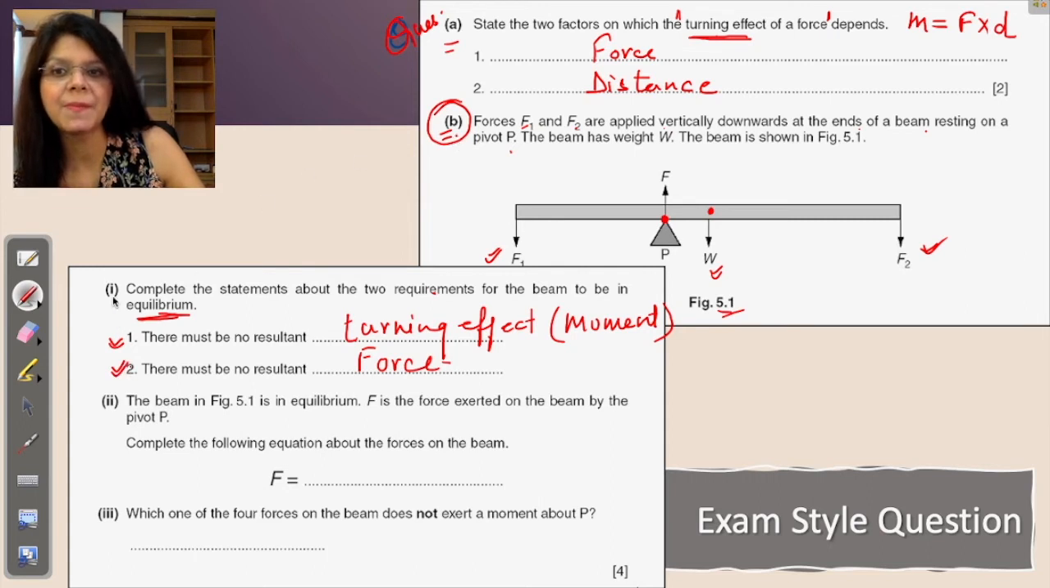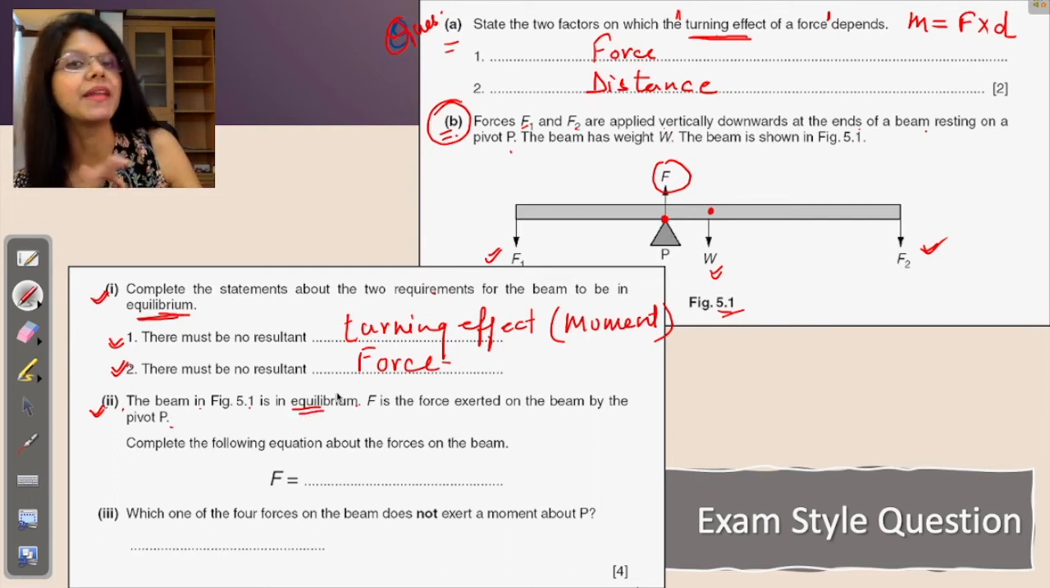Part B, I part is done. Now let us come to second part, II. The beam in the figure is in equilibrium. F is the force exerted on the beam by the pivot. So this is the force that they are talking about. It is the force exerted by the pivot. Now they are saying that the beam is in equilibrium.